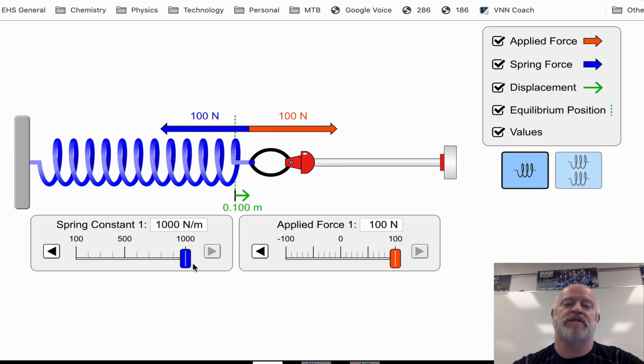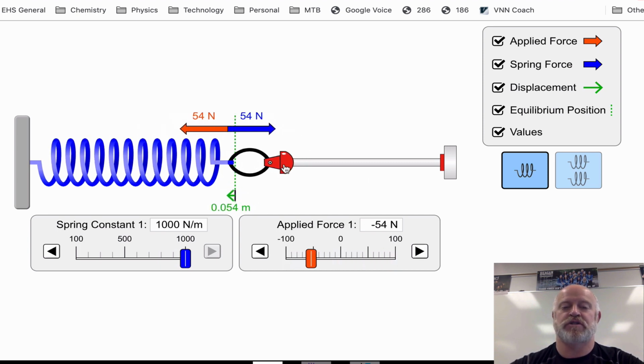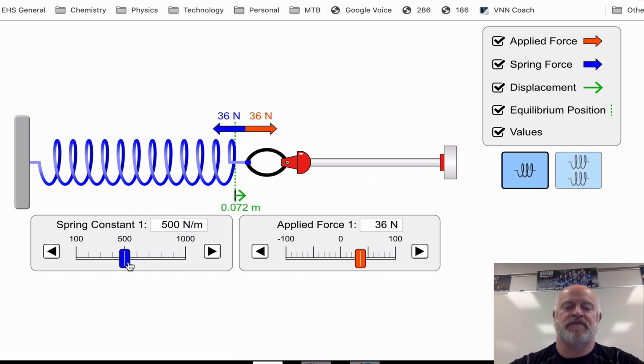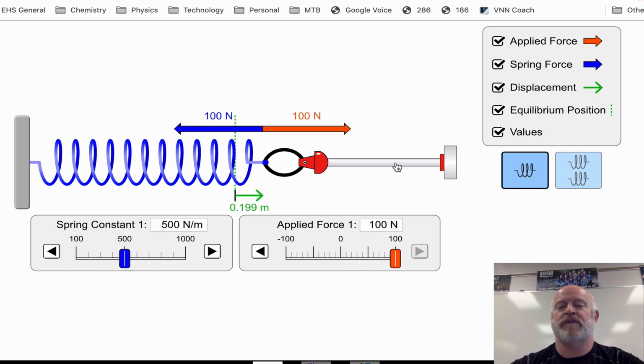So the spring constant is basically a measure of how strong the spring is, or how resistant it is to changing. Now keep in mind, I can also push. A lot of times we think about springs, I'll set this back to about 500, where we're always pulling them and stretching them.